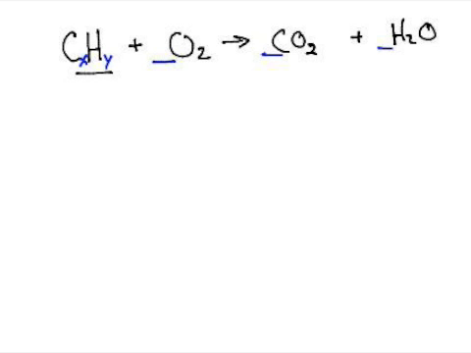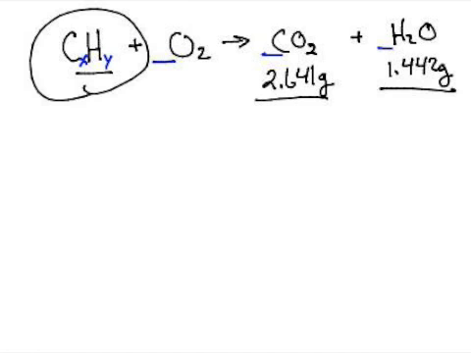Now, we do know a couple of pieces of information. We know that we have produced 2.641 grams of carbon dioxide, and of water we make 1.442 grams. So the question is, if we know how many grams of products there are, can we determine this formula? And the answer is yes, we can. The key is to find out the mass of the individual elements, the carbon and the hydrogen, and in some cases the oxygen. This one doesn't have that particular problem.